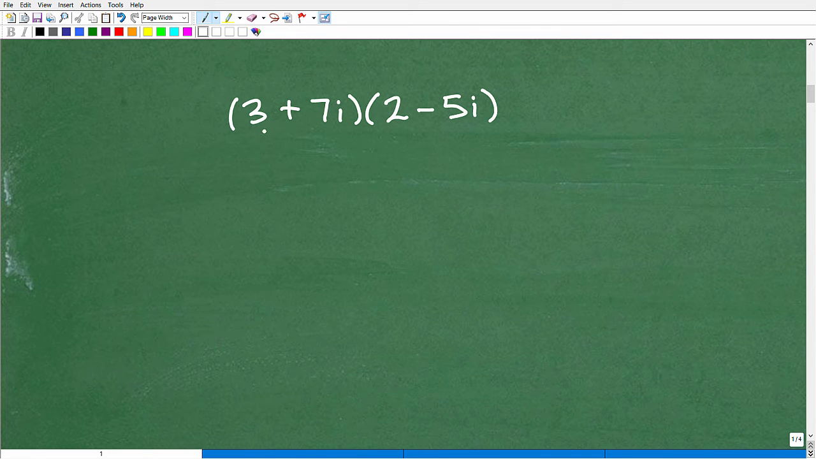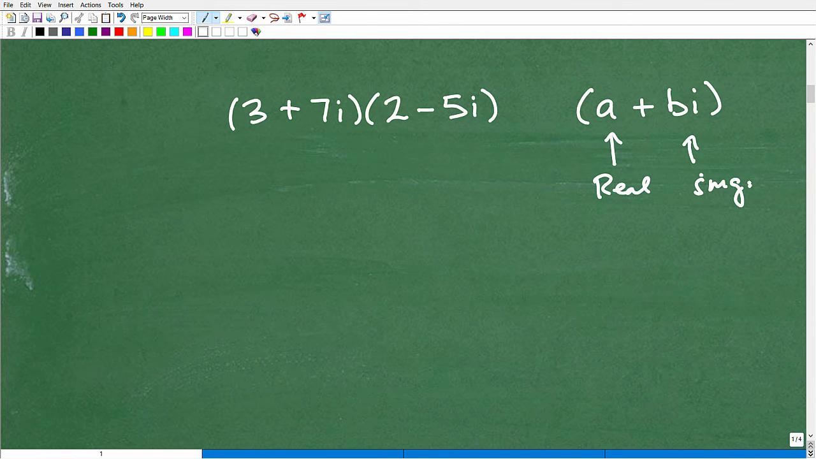The one that I had in my original problem: we have 3 plus 7i multiplied by 2 minus 5i. Notice that these complex numbers are in the form a plus bi. So this we would call the real component, and this is the imaginary component of the complex number. All complex numbers have this form. This is the real part, the imaginary part, and the entire thing is considered a complex number.